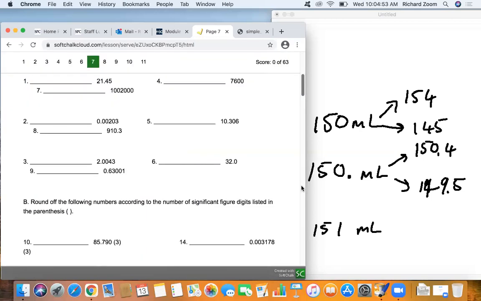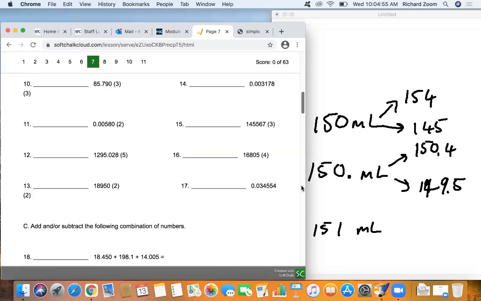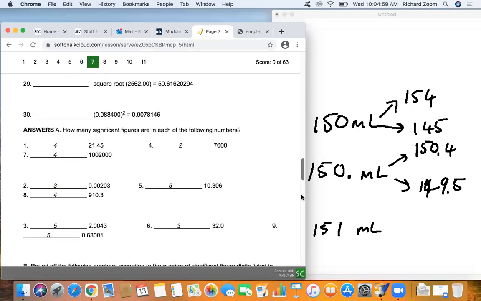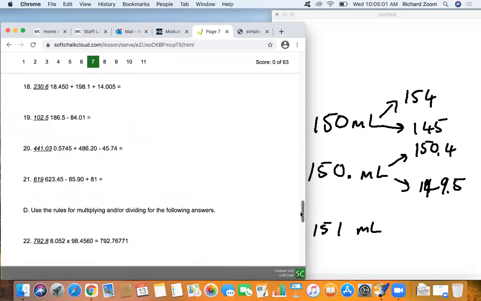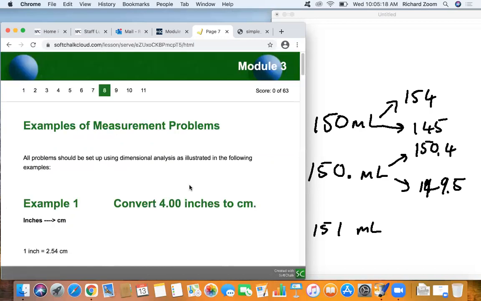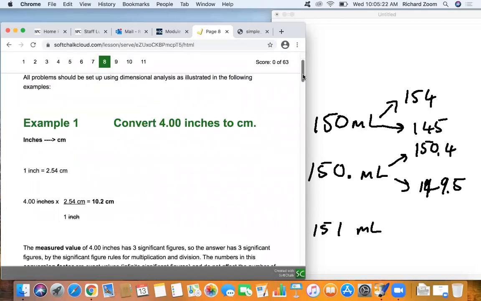So in this module and in the soft chalk, I have a worksheet. I'd recommend doing the worksheet. There's answers as well. So I'd strongly recommend doing that worksheet. It's good practice for doing significant figures. A lot of students hate significant figures. They think they're useless and they don't want to learn them. But in the end, it's going to cost you points if you just blow them off. So let's look at some problems here.